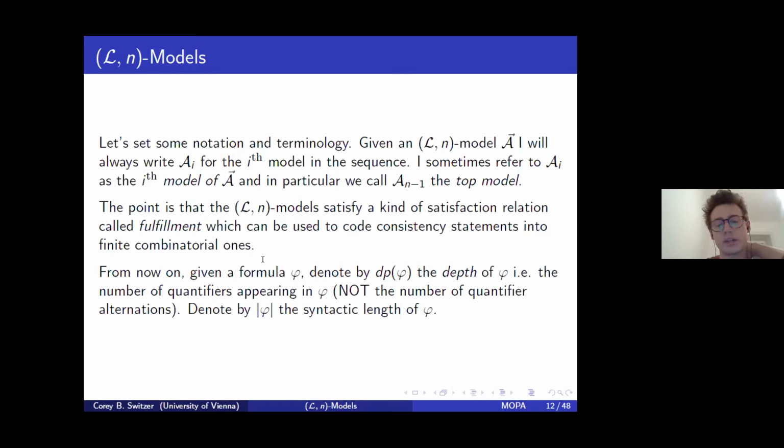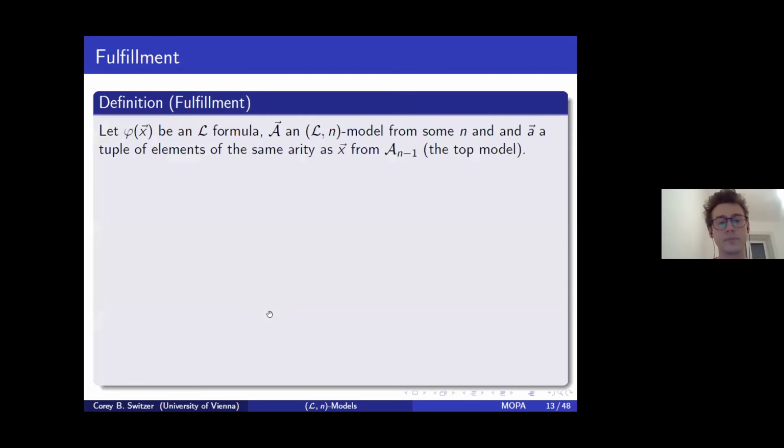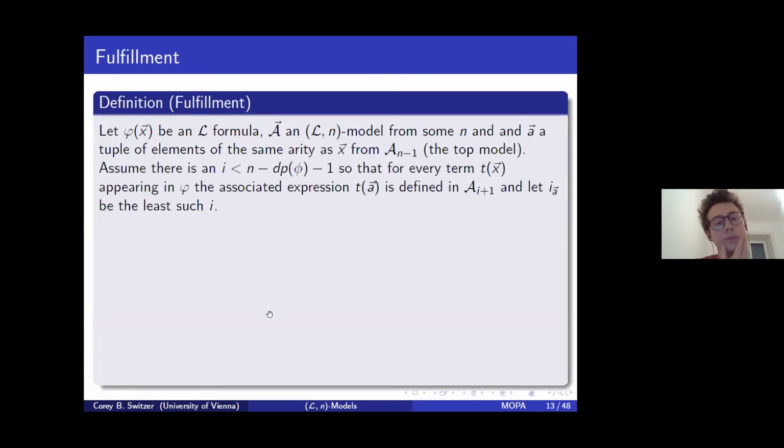To give you this definition, I need just a little bit of syntax. If I have a formula phi, I'm going to denote by dp of phi the depth of phi, just the number of quantifiers appearing in phi. Not the number of quantifier alternations, the number of exists or for alls that appear when I write down phi. And I'm also going to write cardinality of phi like this as the syntactic length, so the number of symbols, period. Now here's my definition of fulfillment. This is our satisfaction relation for these sequences of models. Okay, there's this whole piece here about the parameters. It's kind of sticky and technical.